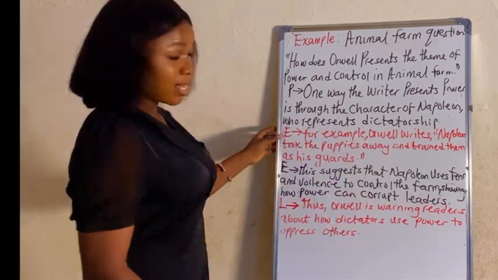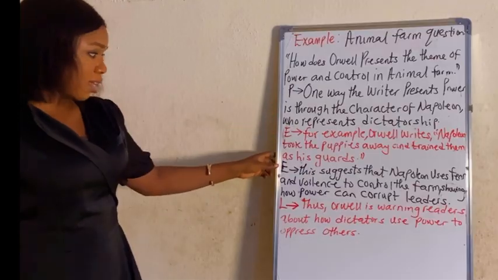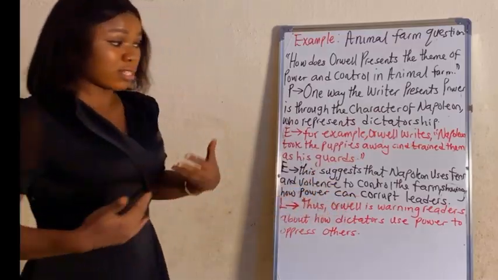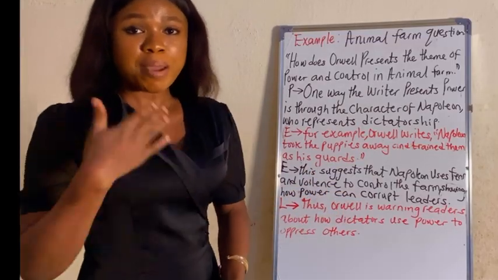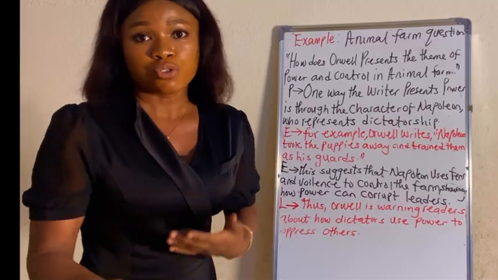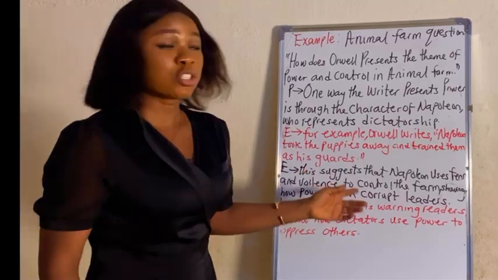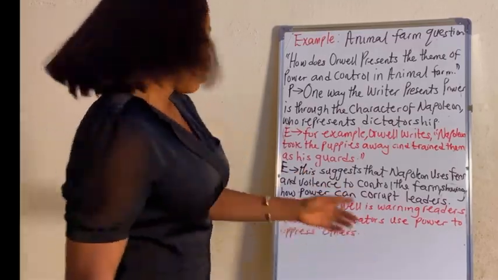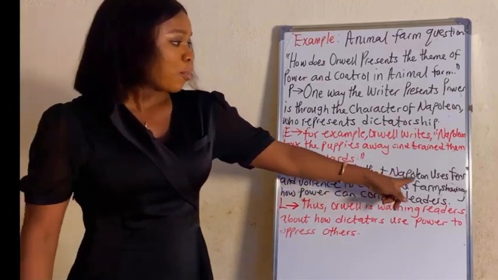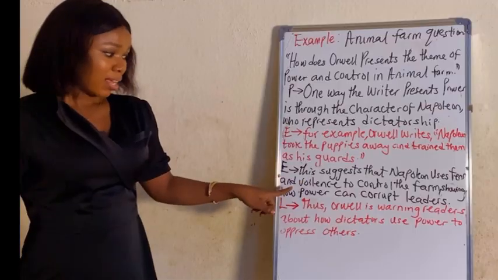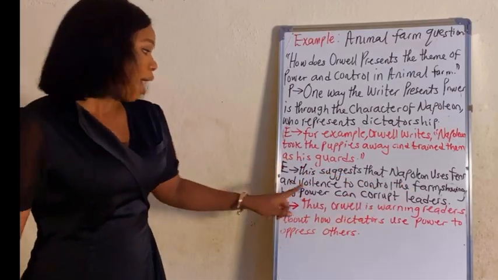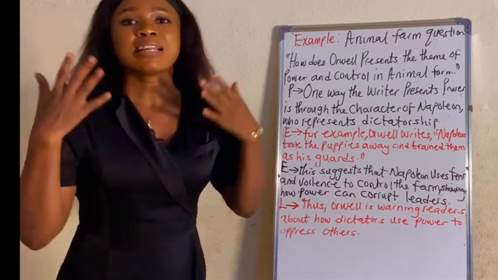So we are done with the point and the evidence. Let's move to the next, that's explanation. Now we're going to explain what we just said. We want to tell them what it means. And remember, I told you when you're writing your explanation, you can start with introductory starters like this suggests, this highlights. For you, I'm using this suggests. So we have, this suggests that Napoleon uses fear and violence to control the farm, showing how power can corrupt leaders.